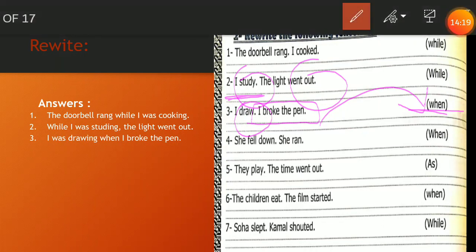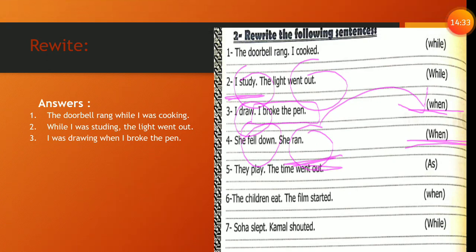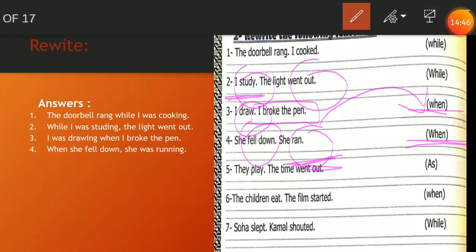Number 4, she fell down, she ran. "When" with a capital. Which verb takes a long time, ran or fell down? Ran. So, when she fell down, she was running. You should not write "runing." R-U-N: you should double the N before putting ing.